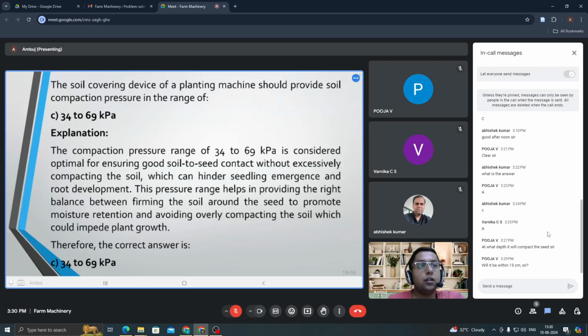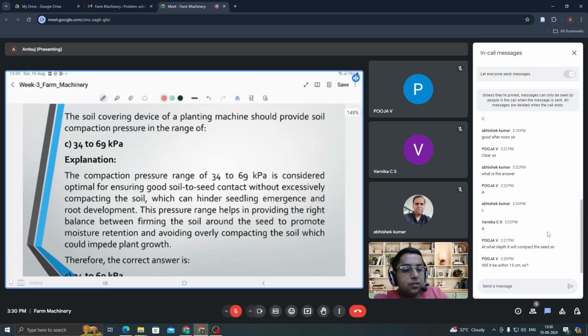Yes, the compaction pressure range would be 34 to 69 kPa, considered optimum for ensuring good soil to seed contact. Contact is required, which has to be optimum, without excessively compacting the soil, which can hinder seedling emergence and root development. That I already told you.